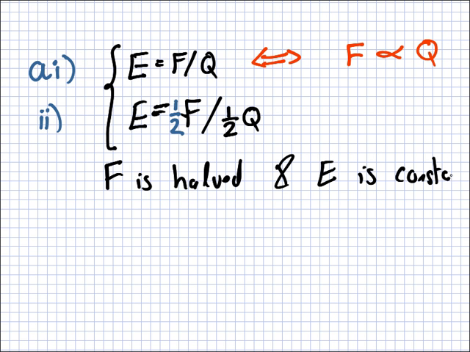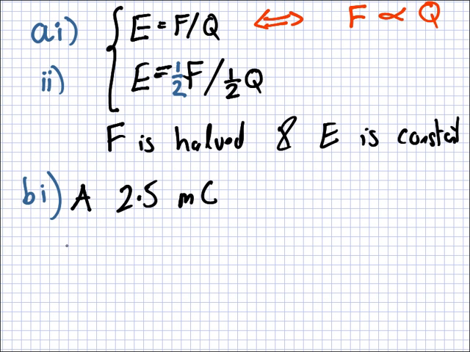E is field strength, yeah. So 2 marks, maybe 1 each. Okay, what's next? B part 1. For point charge A of positive 2.5 millicoulomb, determine the electric field strength at a point 2.5 cm from the charge.